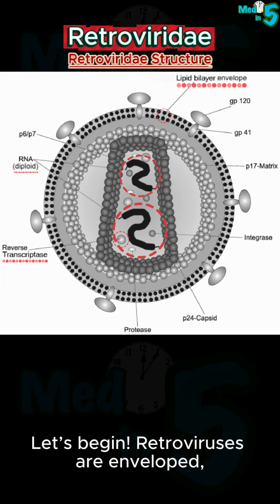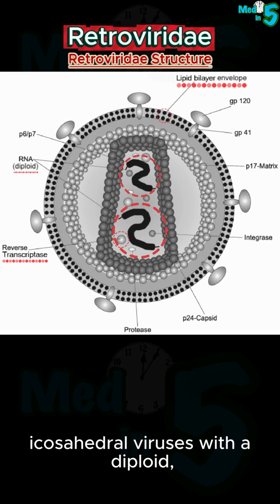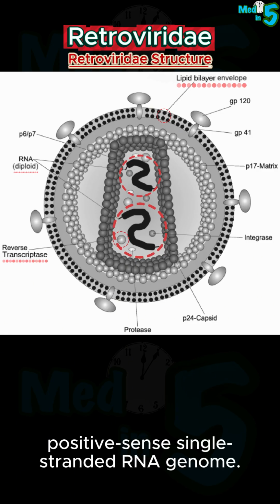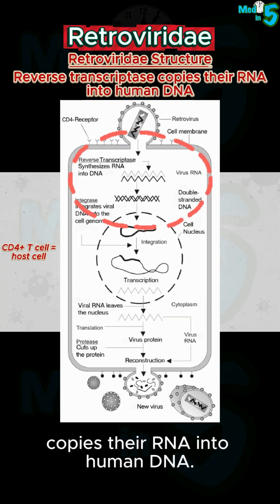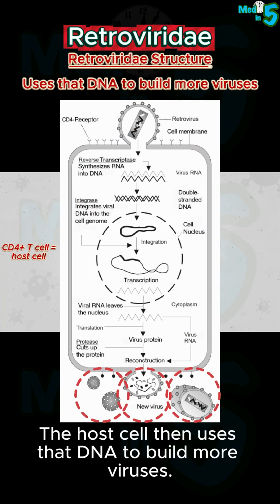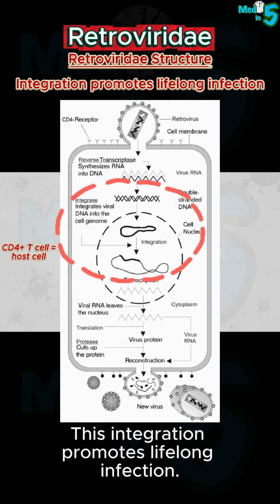Let's begin. Retroviruses are enveloped icosahedral viruses with a diploid, positive sense single-stranded RNA genome. Their reverse transcriptase copies their RNA into human DNA. The host cell then uses that DNA to build more viruses. This integration promotes lifelong infection.